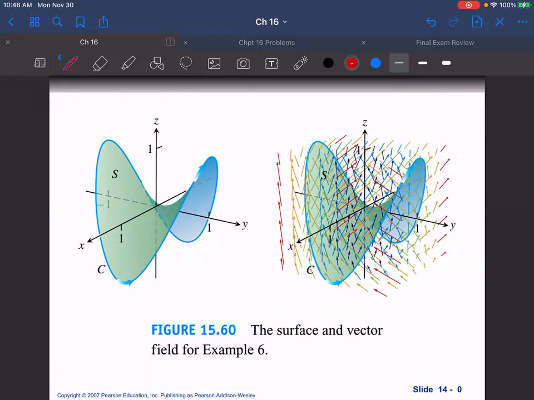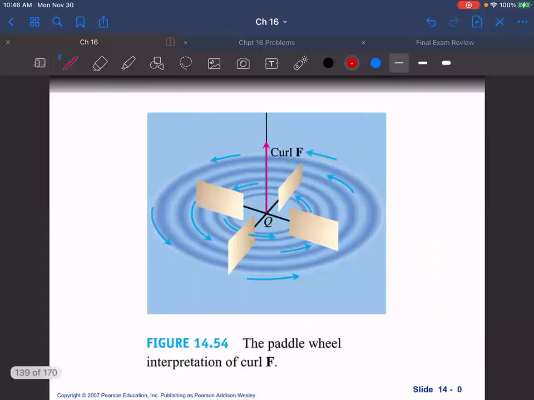Here you can see the surface and the vector field going through it. The first one's just the surface, the second one has the surface and then all the little selected vectors in different locations. Here we can look at curl as how much it would cause a paddle wheel to spin at a location. So the curl at a location would be, we put a paddle wheel there and we see how much it would make it spin in that location. If it won't make it spin, then the curl is 0. If it makes it spin a lot, then you're going to have a larger curl.